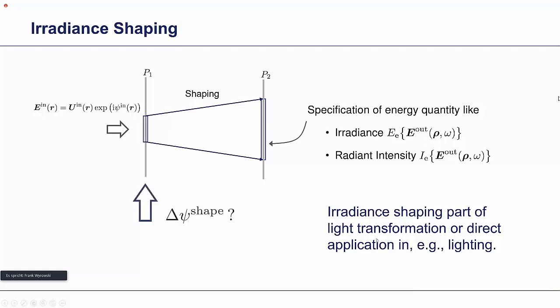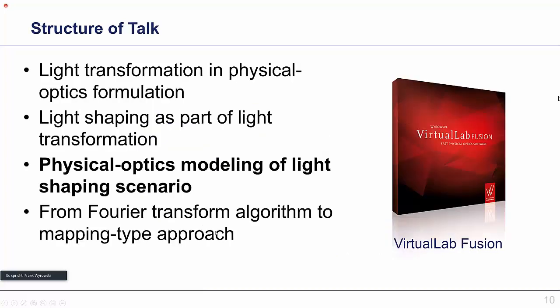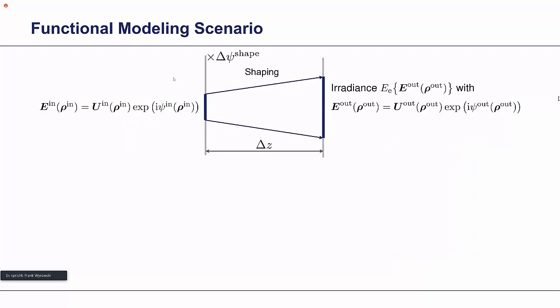So now the question is, what kind of delta psi shape we need to introduce here? If we know it, then we can calculate the freeform surface, then we can calculate the HOE, we can calculate the metasurface, whatever we like. But that's the question. Before I come to the design, I come now to the modeling. So how to model this light shaping scenario? So how to model that in physical optics terms?